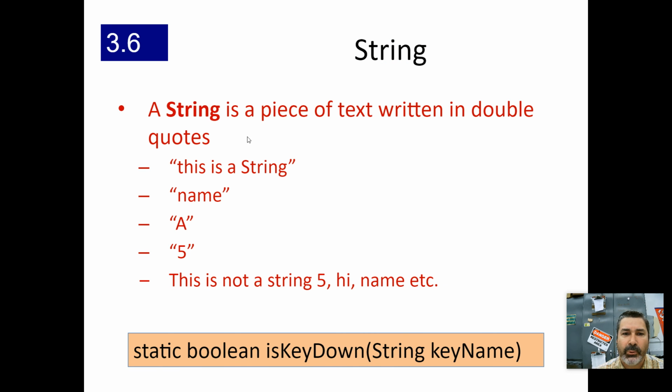A string is a piece of text written in double quotes. So this is a string, this is a string, this is a string, and even the number 5, if it's in quotation marks, is no longer the number 5. You couldn't perform calculations with it. That's like the letter 5. This right here is not a string. 5, hi, name, anything that's not in quotes is not a string. It's something different. You have to figure out what it is, but it's not a string.